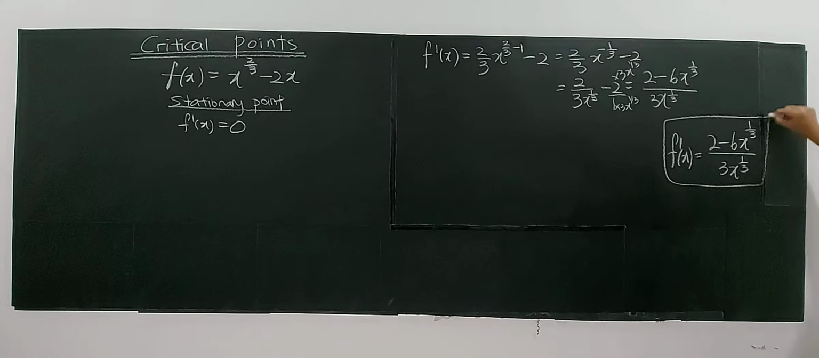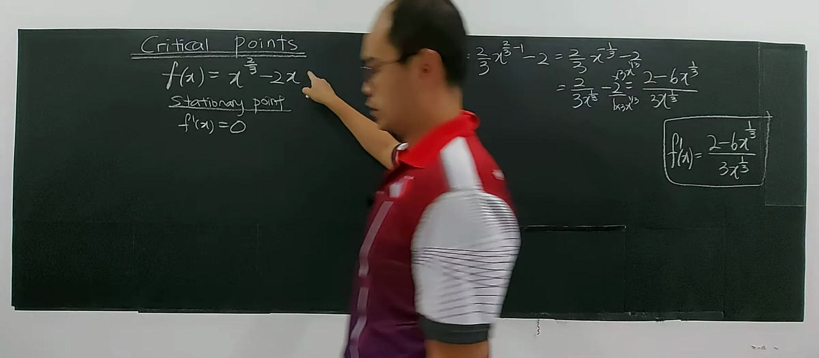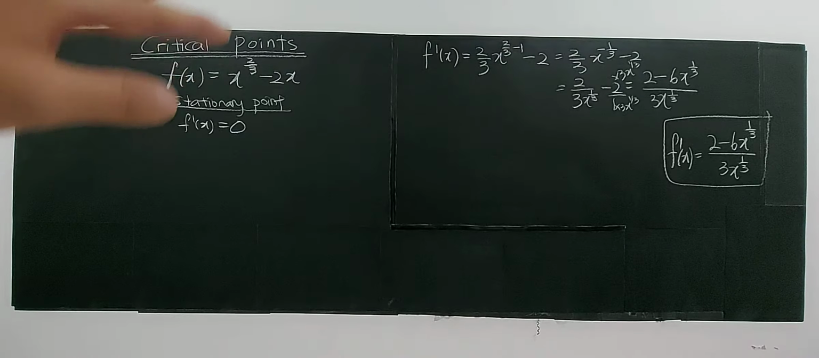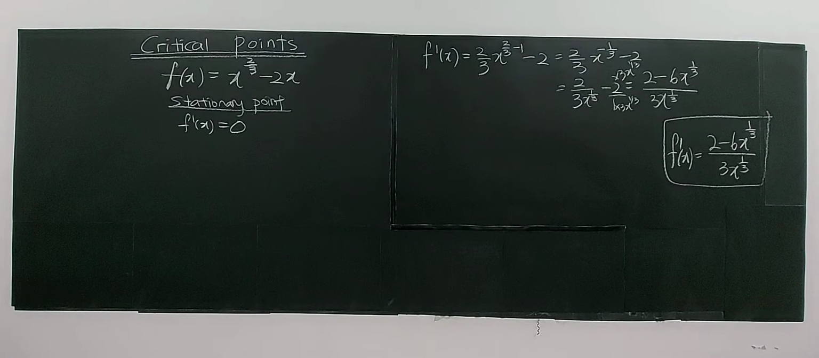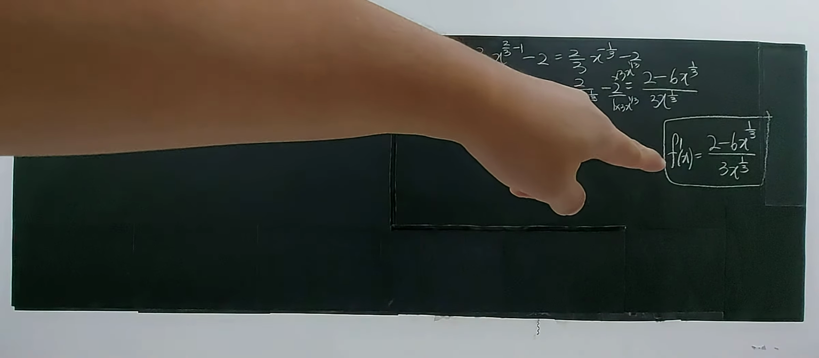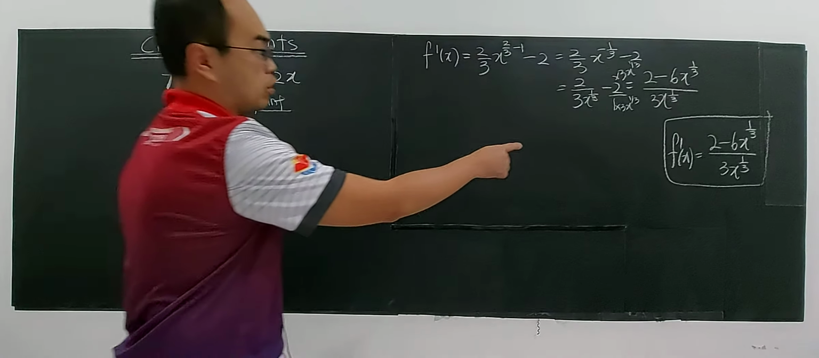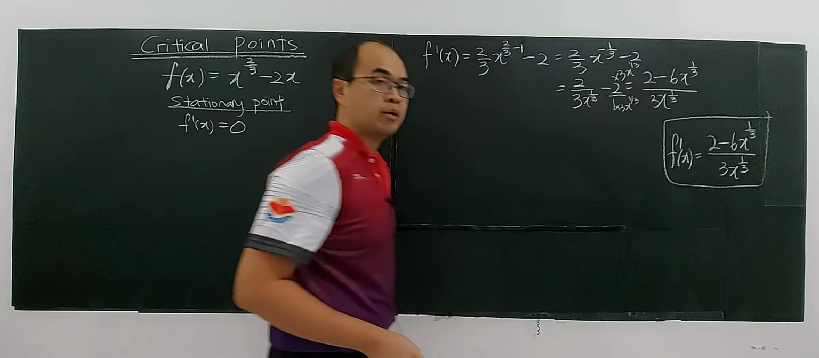So this is a special function, a radical function. A third function. Now you look at this: you have (2 minus 6x to the power 1 over 3) divided by (3x to the power 1 over 3). This is the first derivative of this function. Then we have to consider, by using what we have here, we have to find the stationary point.